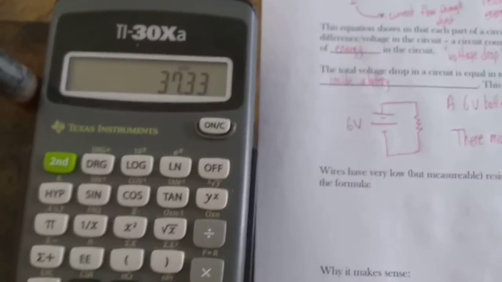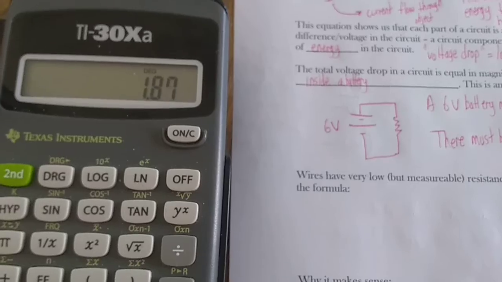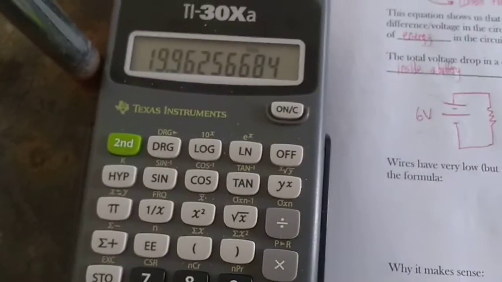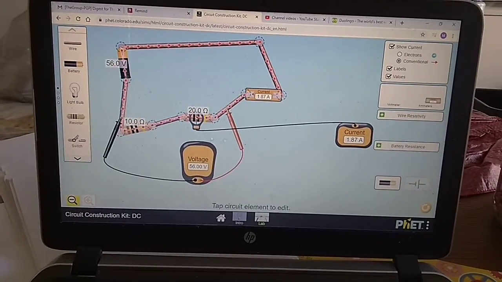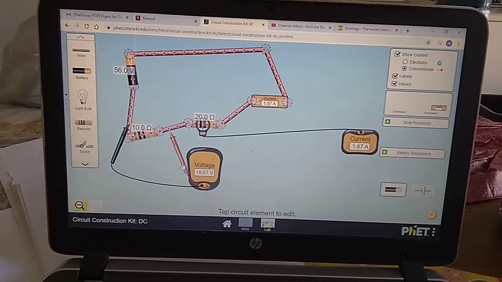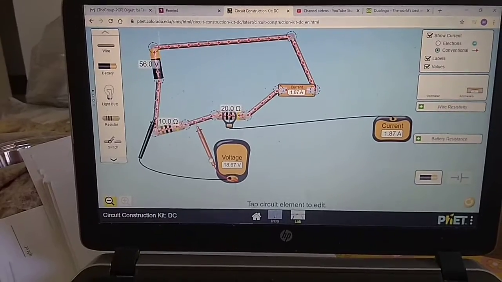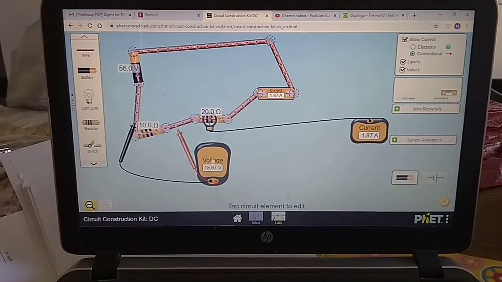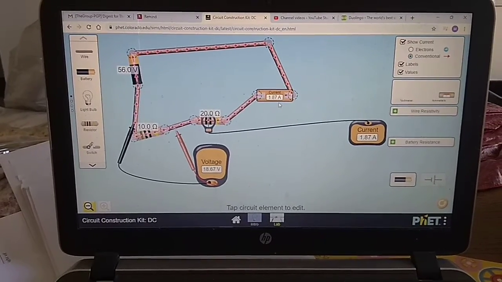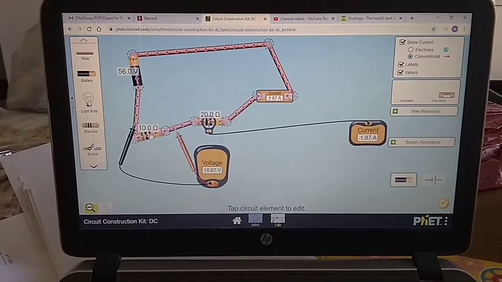37.33 volts divided by 1.87 equals approximately 20 ohms. So it seems like our equation works. As a matter of fact, if I go down over here and find the voltage across just this resistor, 18.67, you essentially have 18.7 divided by 1.87, that should give me 10.